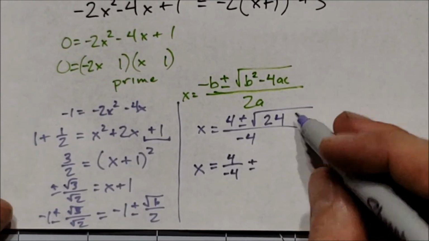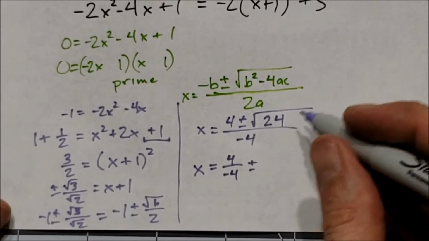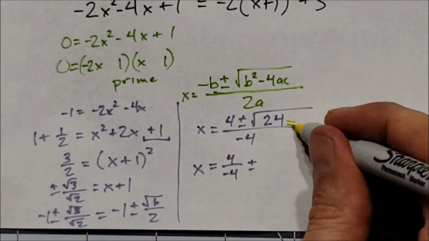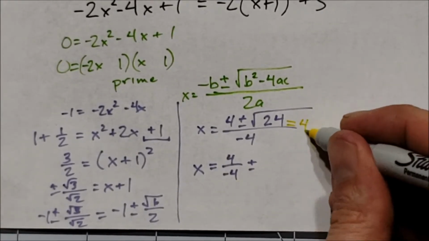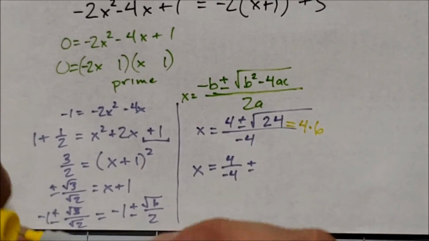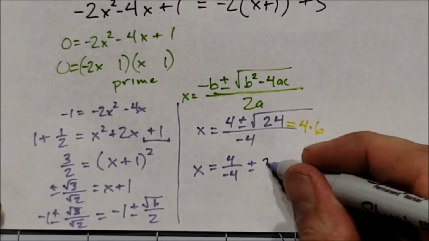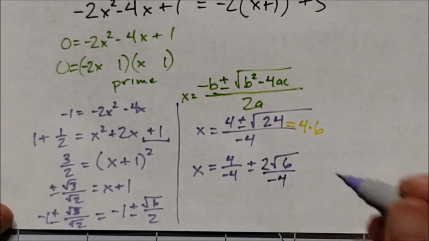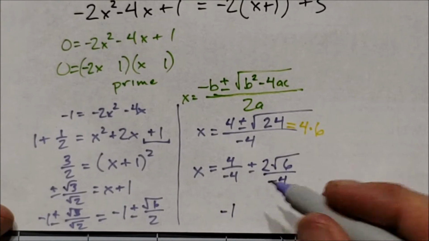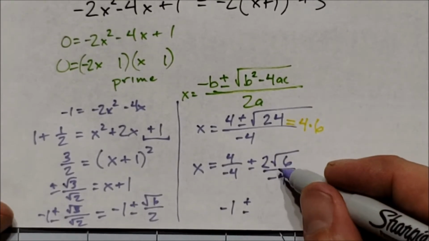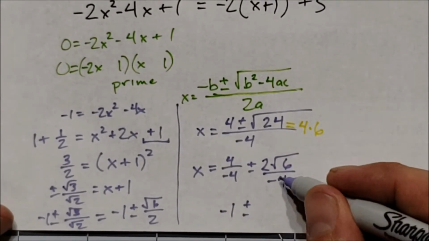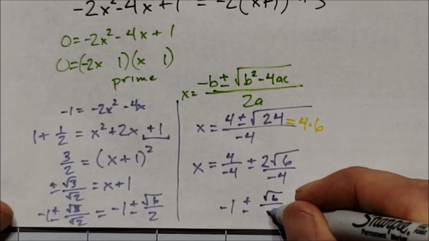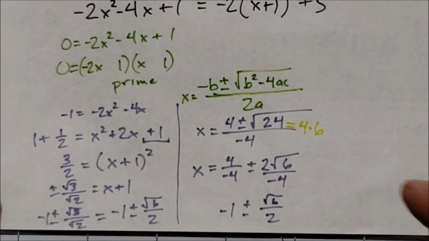I'm going to break this fraction up into 2. The square root of 24 is, what is that, 4 times 6, where 4 is a perfect square. Well, we take the square root of 4, and that's a 2, and 6 is left over inside the radical, over negative 4. Reducing this, we have negative 1 plus or minus, this is a negative 1/2, so it's just negative 1/2, and root 6, so square root of 6 over 2. The same thing we have from completing the square.